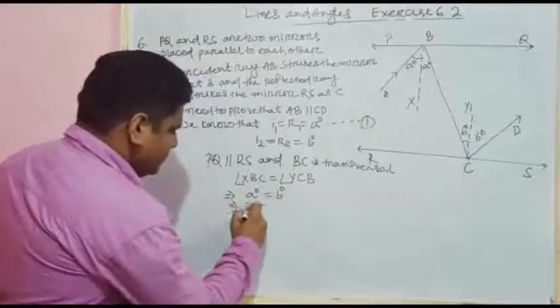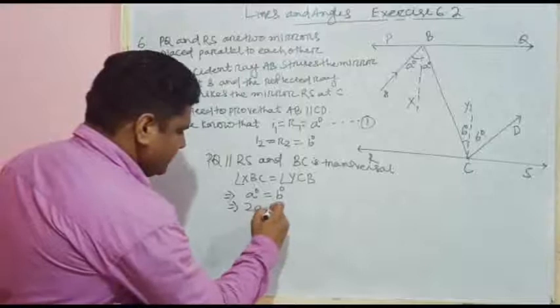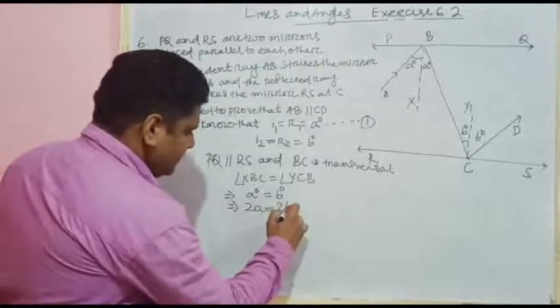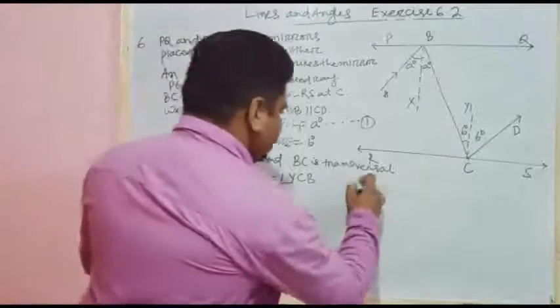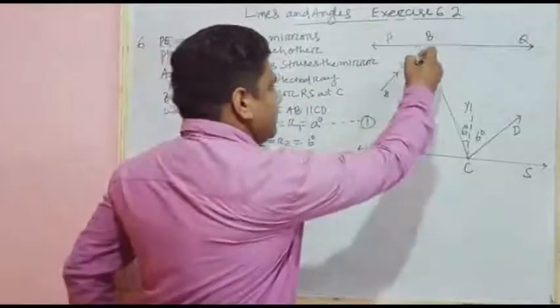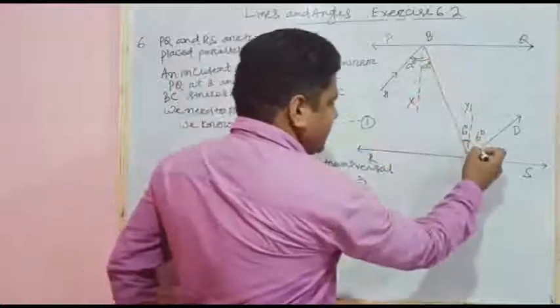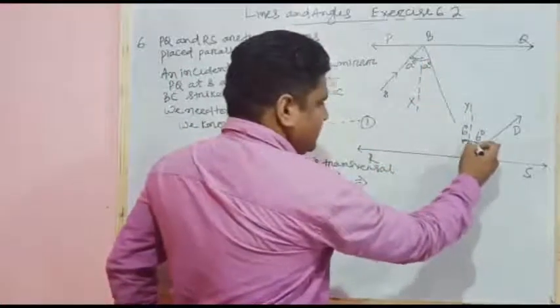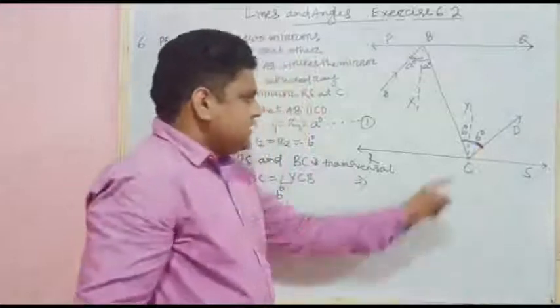Let's multiply 2 on both sides. That will be 2a is equal to 2b. 2a means which angle is 2a? This is a and this is a, so the complete angle will be 2a. This is b and this is b, so the complete angle, this much, is 2b degrees.